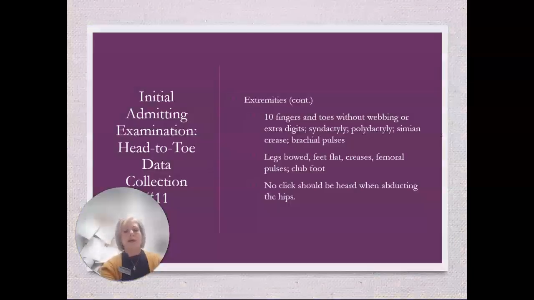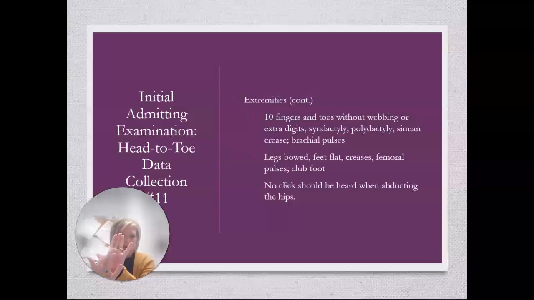So make sure they have 10 fingers and 10 toes. Make sure there's no webbing between their fingers or their toes. Sometimes we'll have something called polydactyly, which means that they have an extra finger or an extra thumb. We're going to look at simian creases on the palms. I'm trying to show you my hand.